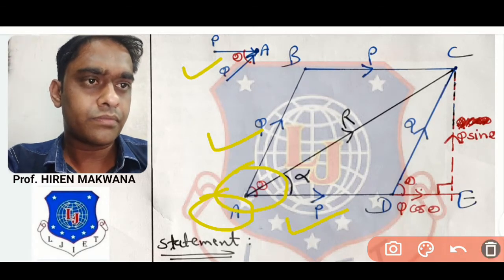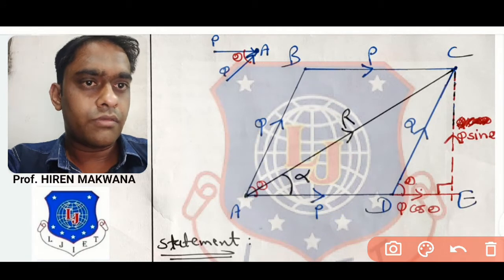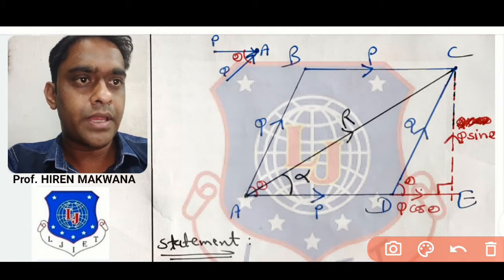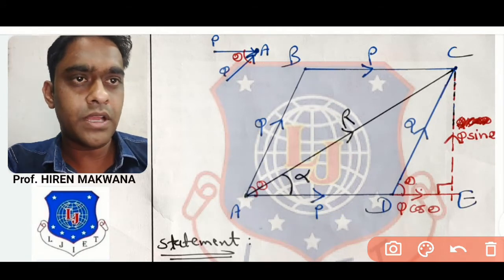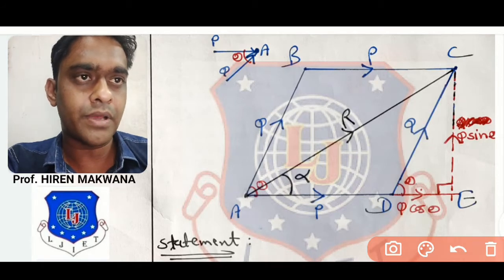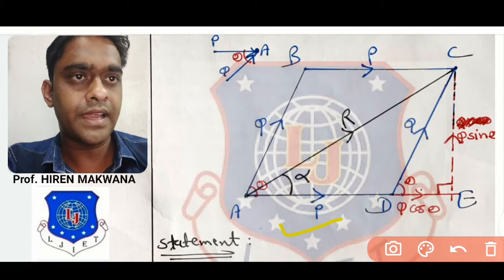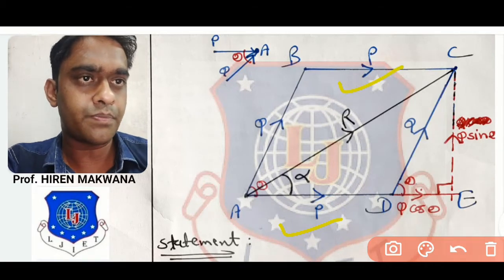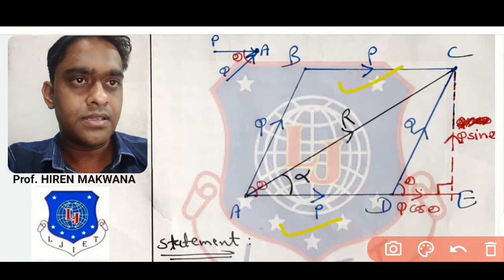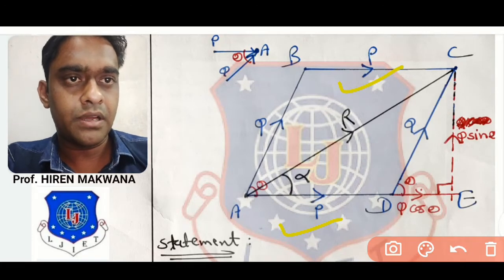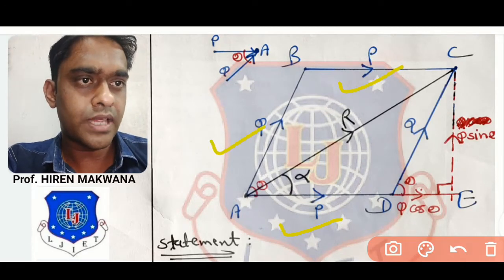Now, from point A, complete the parallelogram ABCD. As per the definition, opposite sides are equal and parallel. So side AD will represent force P. Similarly, side BC will represent force P. As side BA or AB represents force Q, side CD is also representing force Q.